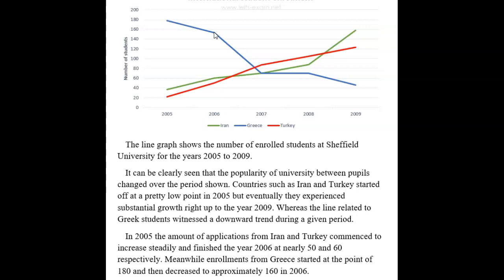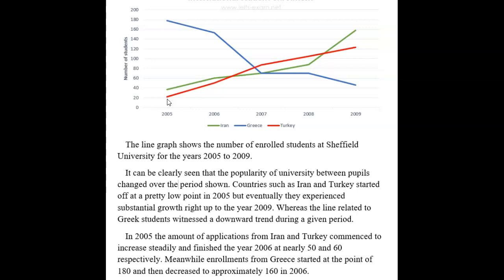So these are the kinds of statements you want to be making. So in 2007, it dipped to less than half of its initial figure at 70, where it remained for 2 years before dropping even further to 50 in 2009. And that's it, you're done with Greece. Then I would have a separate paragraph for Turkey and Iran.